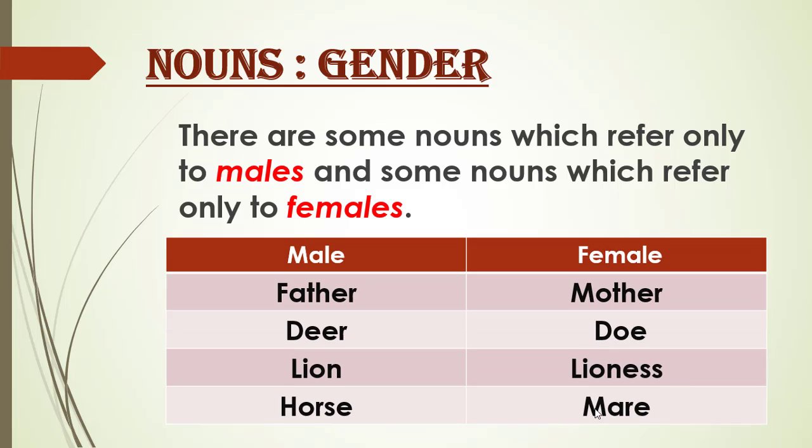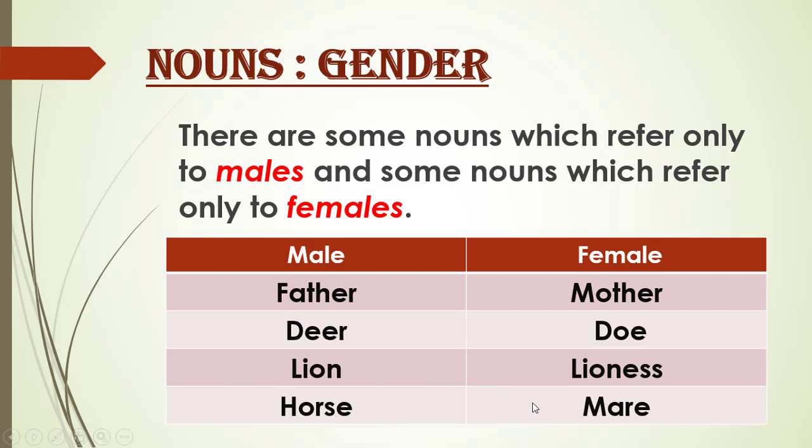See the examples. In the male nouns, the first word is father. The female noun of father will be mother. Male noun is deer. The female of deer is doe. Lion is a male noun and its female is lioness. Horse is a male noun and its female is mare.